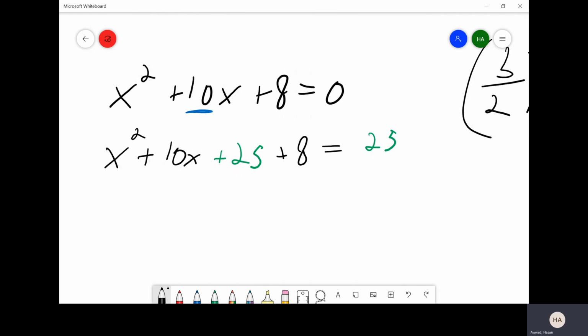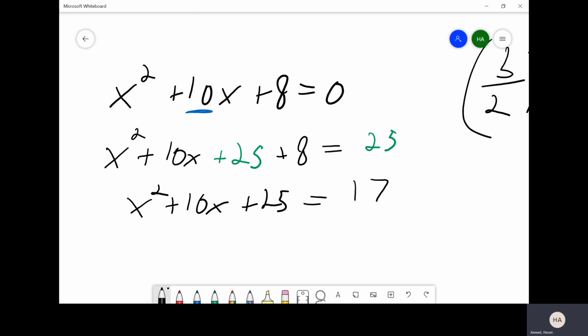So now I'm going to subtract the 8. I'm going to move the 8 over to the other side. And we're going to have x squared plus 10x plus 25. And again, subtracting 8 from both sides, 25 minus 8 gives me 17. And we might be wondering, okay, why did we add the 25? Why do we have a 17 now on the right-hand side?